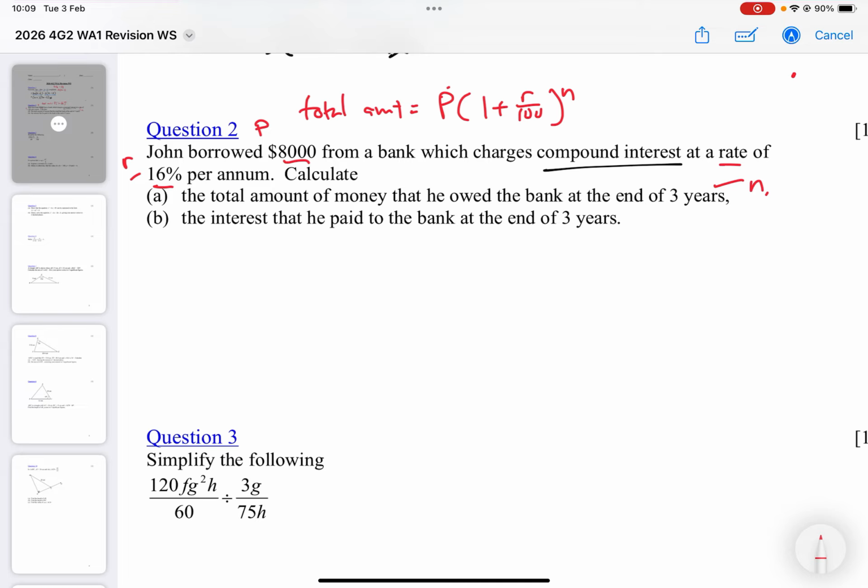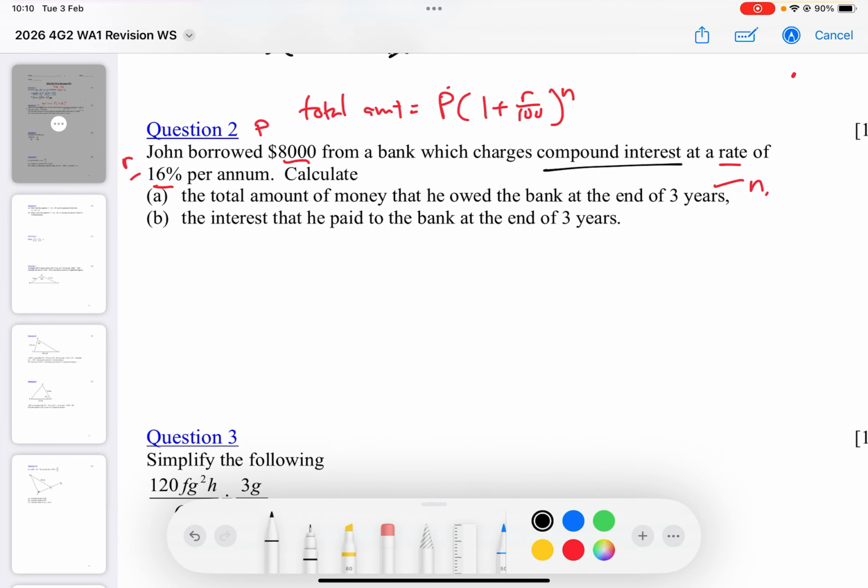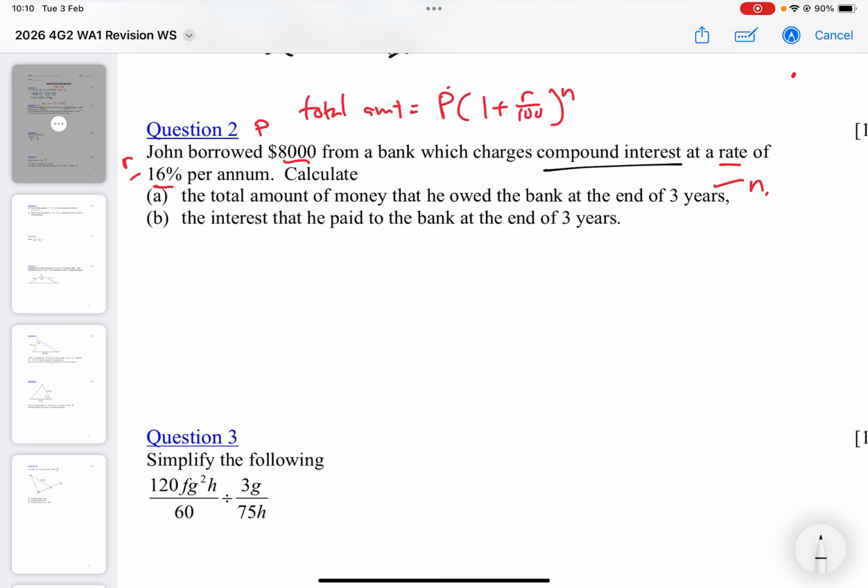Okay, so when we use the formula for the total amount, I just use it to answer my part A. Total amount is P. So P now I substitute with 8,000. Bracket 1 plus the rate, 16% per annum, so divide by 100. Then n, it is compounded 3 times. Okay, then press calculator.